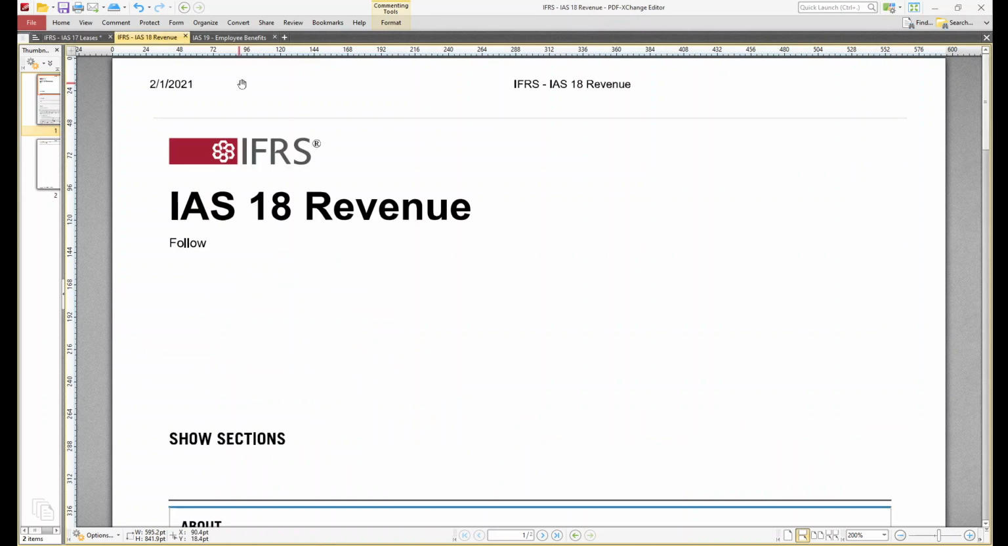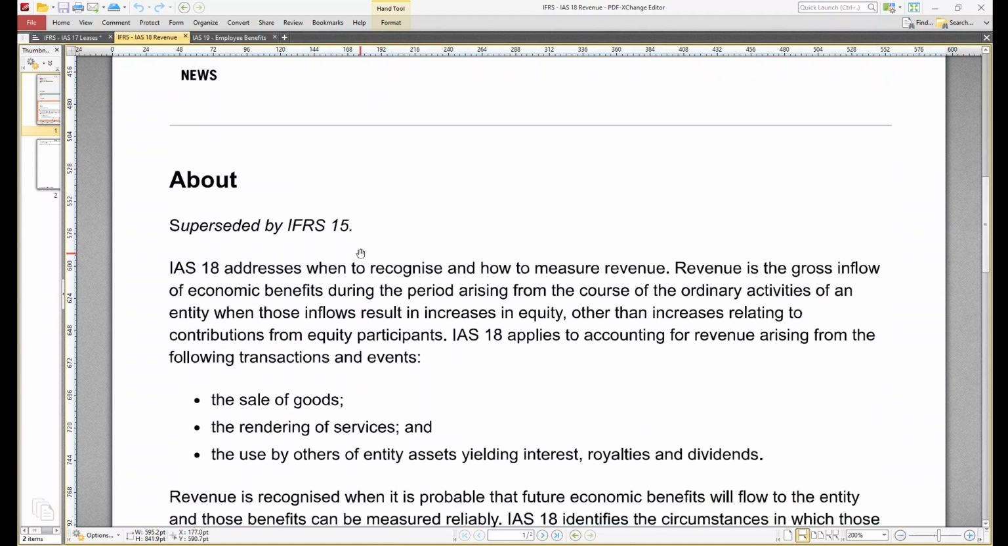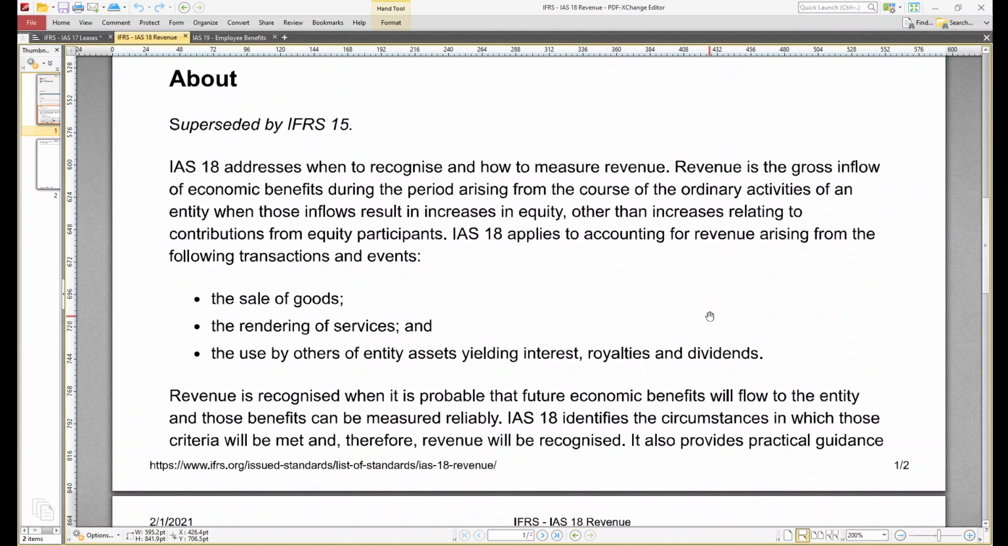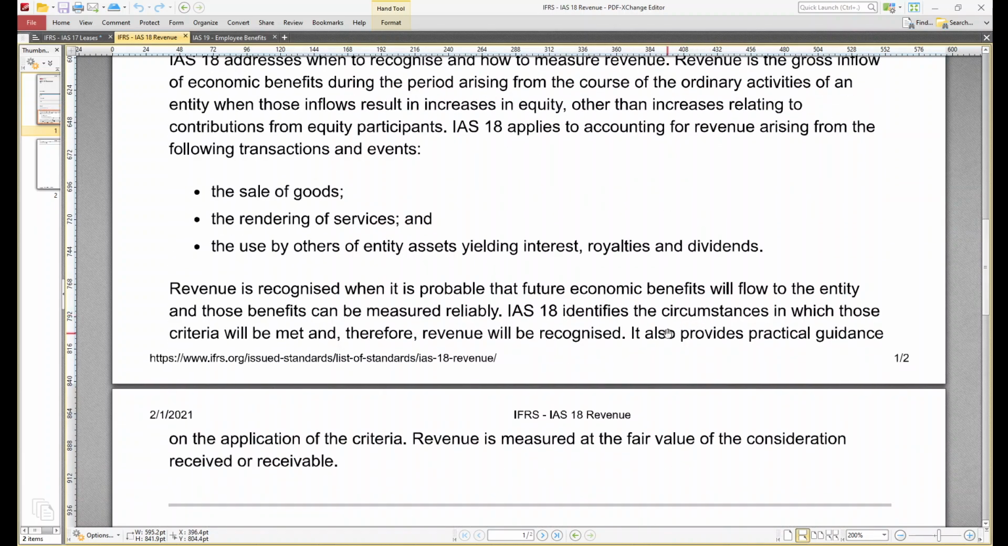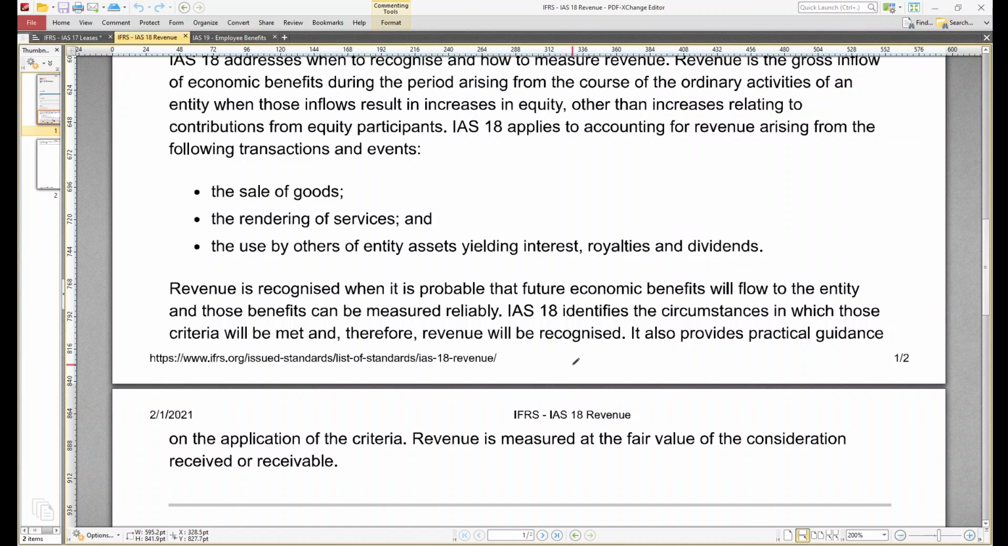Okay, and for IAS 18 revenue, again, same with IAS 17 leases, it is also superseded by the IFRS 15. So, okay, IAS 18 addresses when to recognize and how to measure the revenue. Revenue is the gross inflow. So, as per definition lang din based sa conceptual framework, you may revisit this. Revenue is recognized when it is probable that future economic benefits will flow to the entity, and those benefits can be measured reliably. Again, yung probability dapat present and be measurable of the revenue transaction.